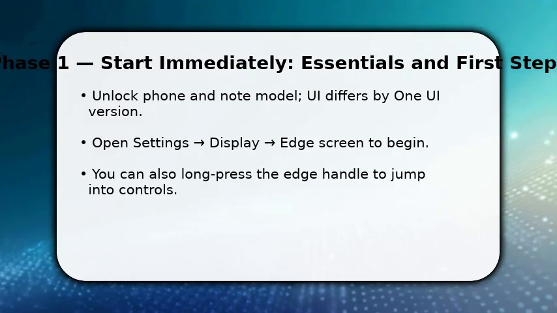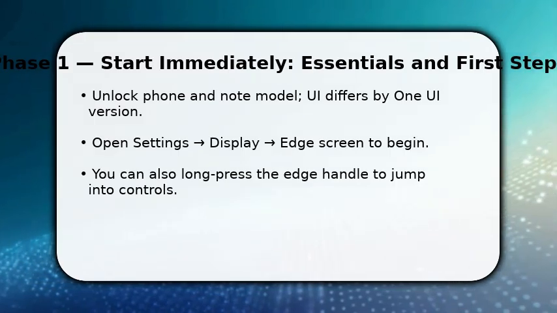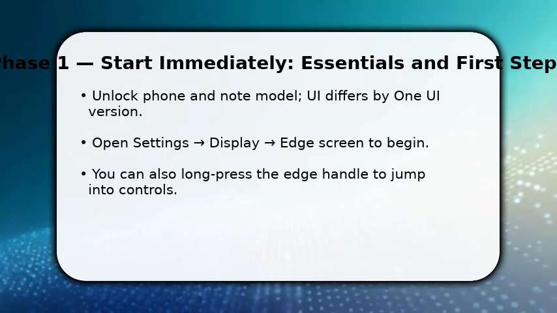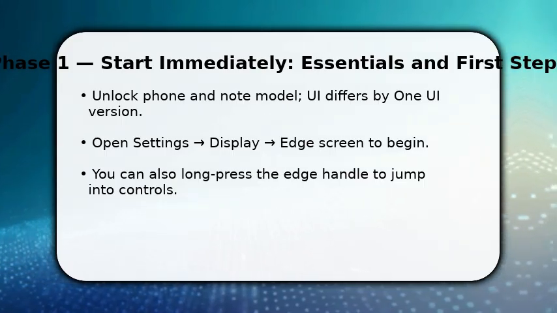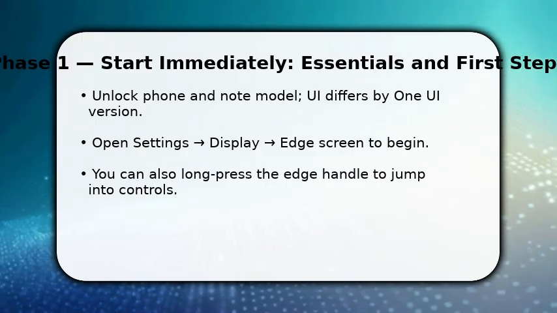Enjoy the video. You start by unlocking the phone and confirming your One UI version, because menus differ across updates. Once ready, open Settings, tap Display, then Edge Screen. This takes you straight into Edge panel controls.